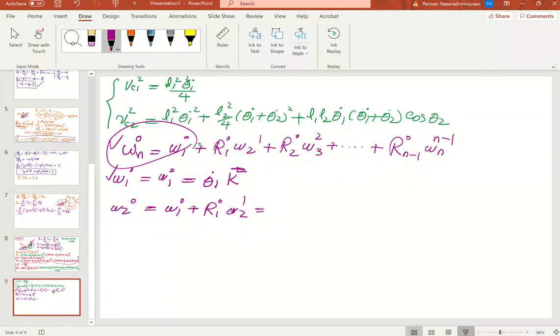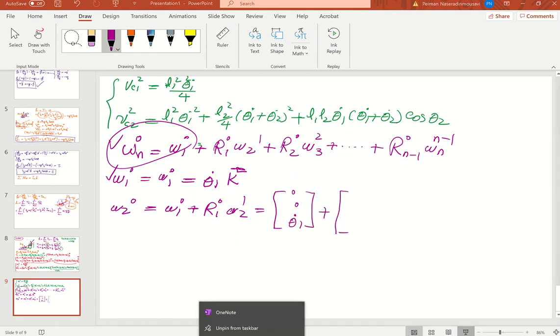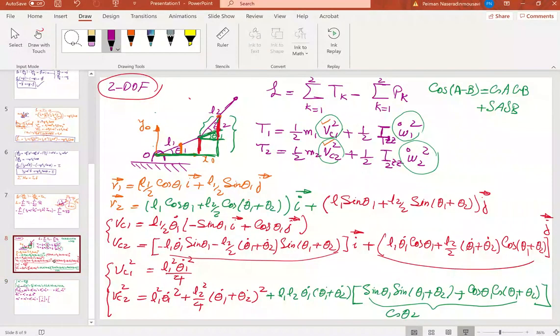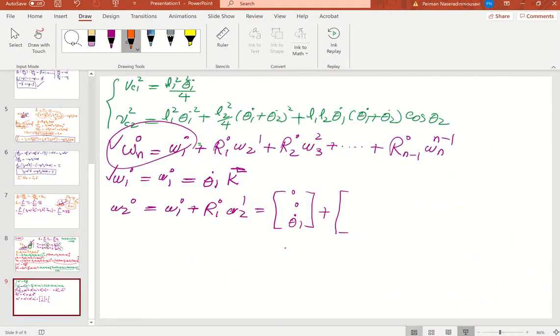So r1 with respect to 0 is this again: 0, 0, theta dot 1, plus, remember, r1 with respect to 0. I taught you this, remember. Let me do it here for you, refreshing your mind. Here we go. This is when we're setting up the coordinate system.